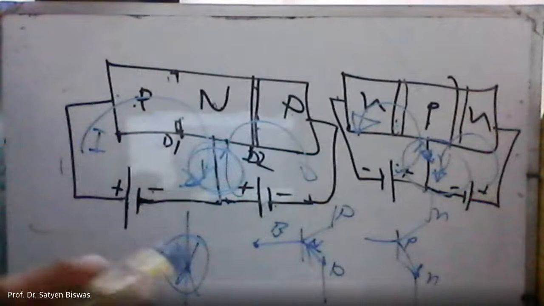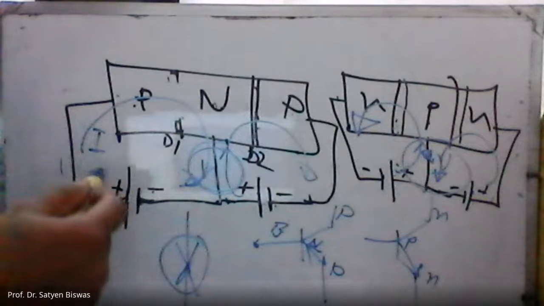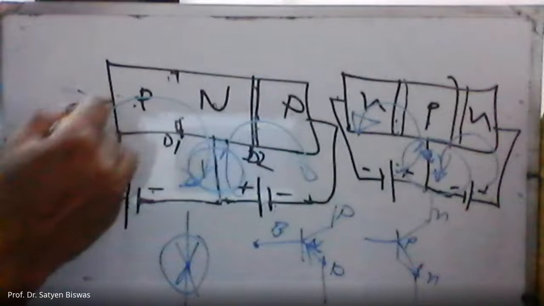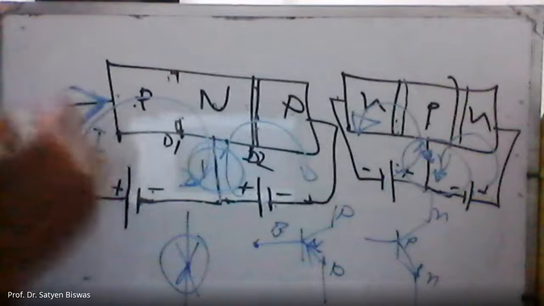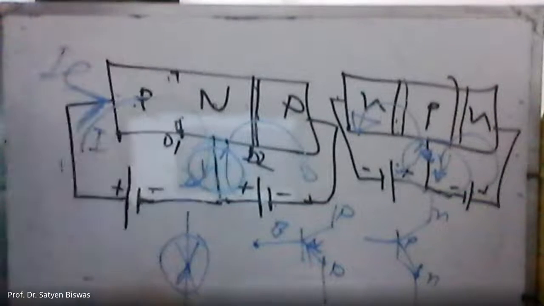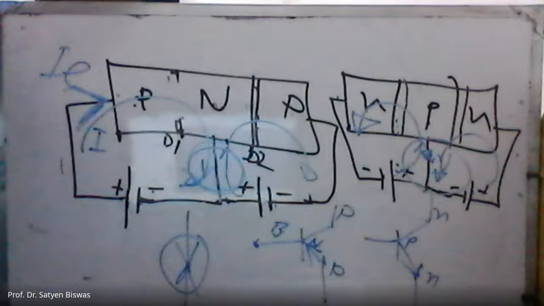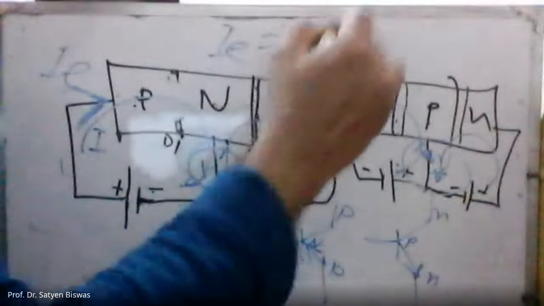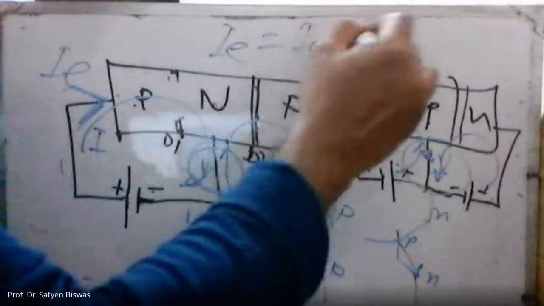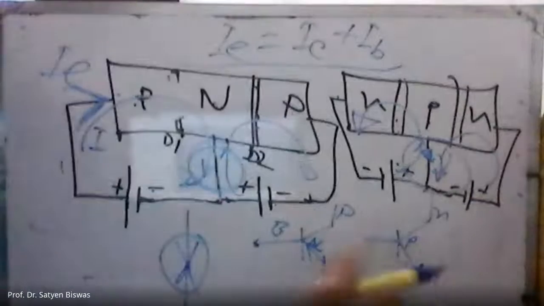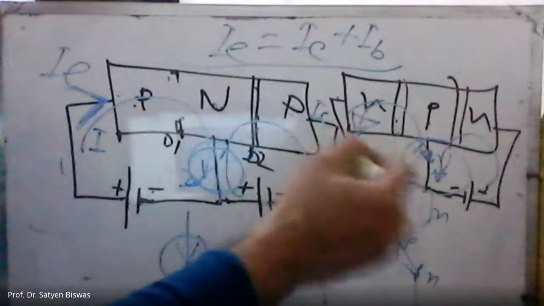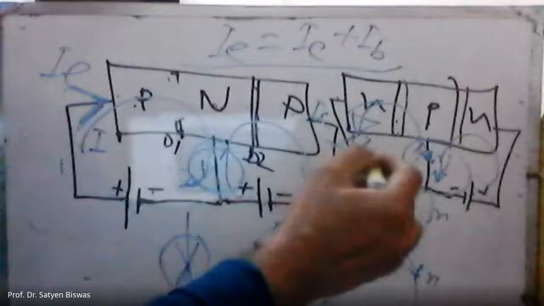The forward current is bigger. Where is the forward? This current is the bigger one, and what is the bigger current? The emitter current is the bigger current. You know the equation: IE is equal to IC plus IB, base current plus collector current. This is the collector here. And the reverse one, this current flowing here is IE, and this side is IC.